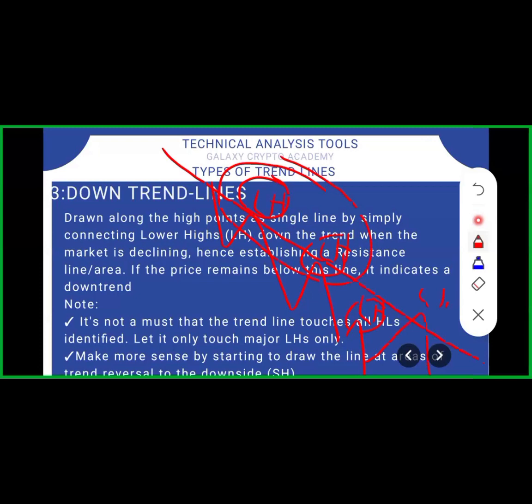Okay? So after drawing this, what you have established is a resistance line. So the interest is you want to see how far is this market going to go? How far is the price going to drop? Because every other time it attempts to rise, it is rejected. It is pushed back down. So how far is it going to continue going down? That is the interest while you're drawing a resistance line.